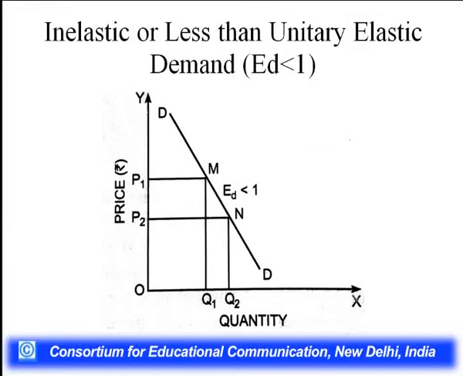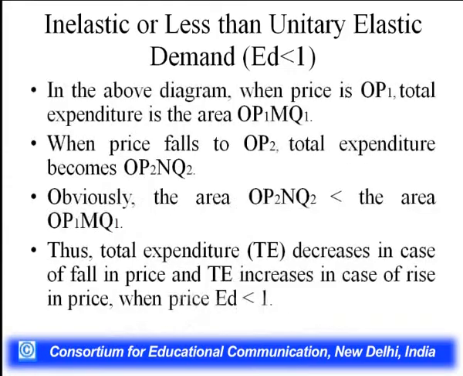This is the demand curve for a commodity whose elasticity of demand is relatively inelastic, or ED is less than 1. Here again, the X axis represents the quantity demanded of a commodity and OY the price of the commodity. If price is OP1, the quantity demanded is OQ1, and if price falls from P1 to P2, the quantity demanded increases from OQ1 to OQ2, and here elasticity of demand is less than unity.